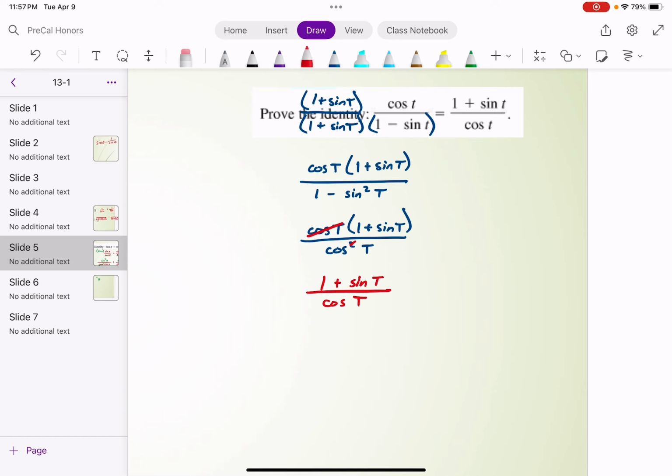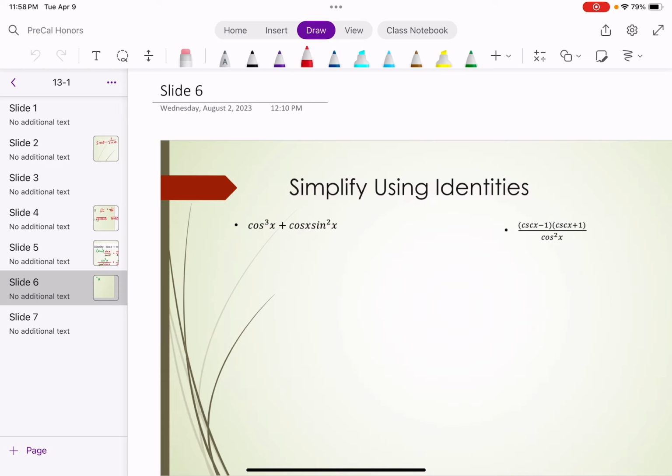There's another type of problem that we're going to take a look at in slide 6. In slide 6, we are looking at a problem in which we do not have an equal sign in between our two sides. We just have an expression. The entire goal behind this expression is to simplify it the most that we possibly can.